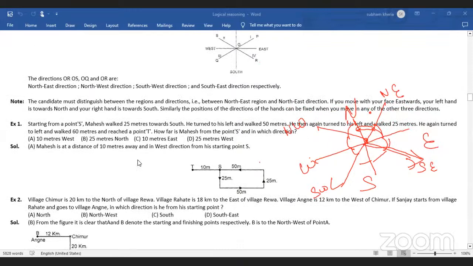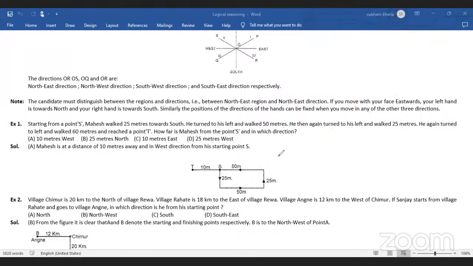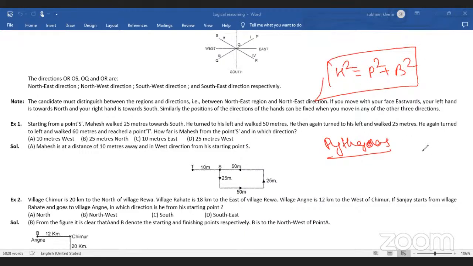अच्छा, one more thing. This was the basic. To learn direction sense test, one more concept is very important. Pythagoras theorem. All of you remember this theorem? H square equals P square plus B square. I hope all of you remember this. In a right angle triangle, hypotenuse square equals perpendicular square plus base square. ठीक है? This is a right angle triangle.